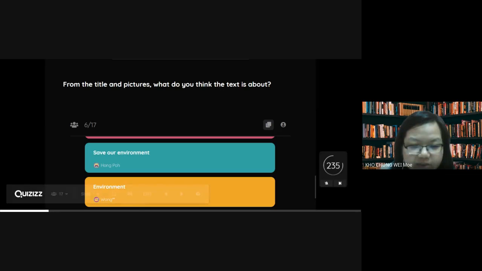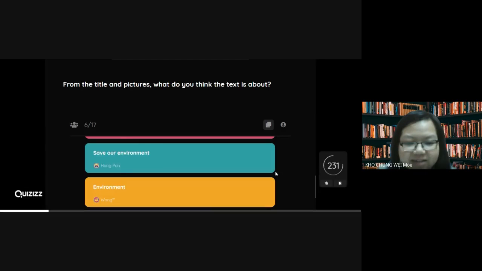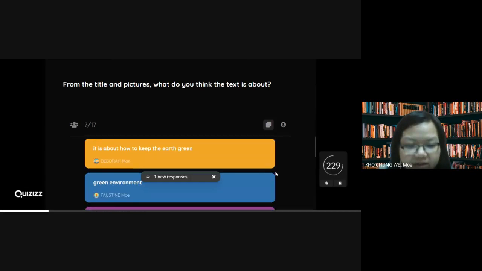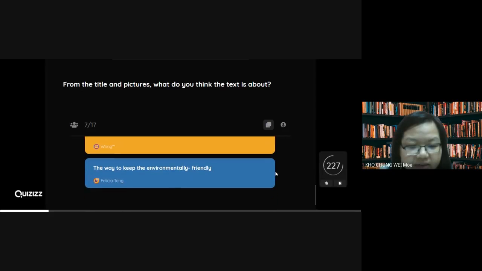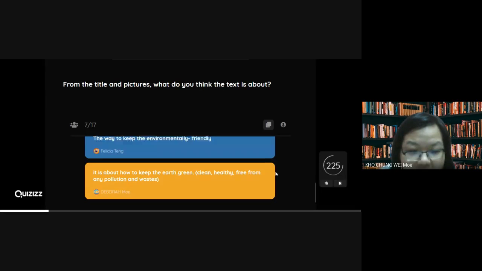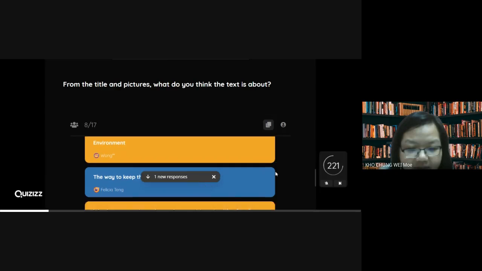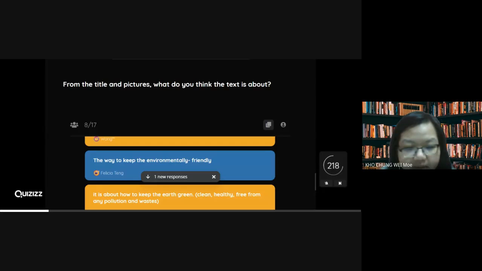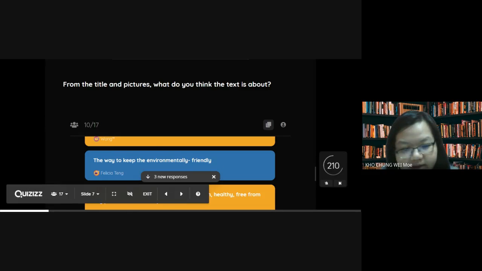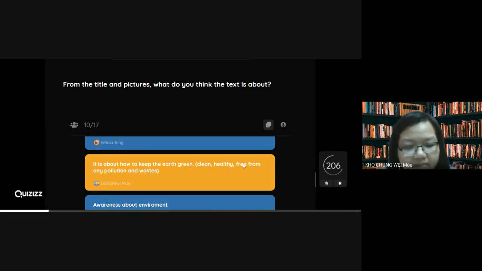Eating is being very smart by giving me a very general overview. Yes, the text is about environment. So far, all of you are correct. The way to keep the environment friendly. Okay. I understand what you mean, but a bit of correction. Maybe it's the way to be environmentally friendly. Okay. The word keep here is awkward. Right. The way to be environmentally friendly.